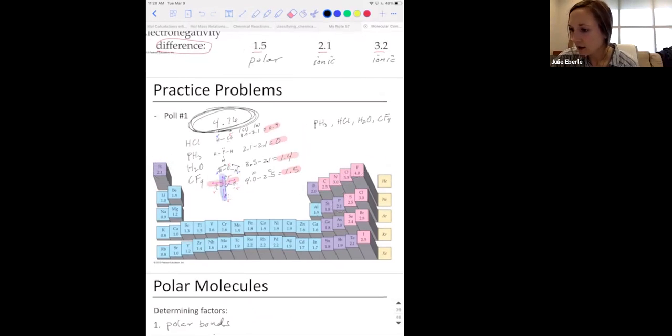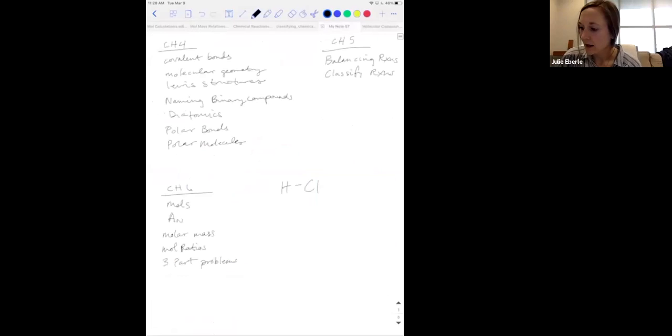We got hydrogen and chlorine. And hydrogen has an electronegativity value of 2.1. Chlorine is right here, 3.0. So I'm gonna slide back over to my note and we're gonna calculate the difference. Remember, you do 3.0 minus 2.1 and you get a difference of 0.9. This is a polar bond.